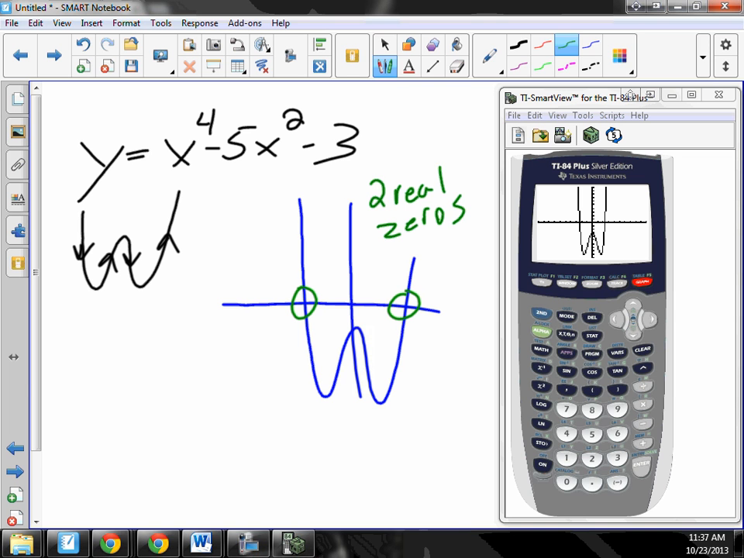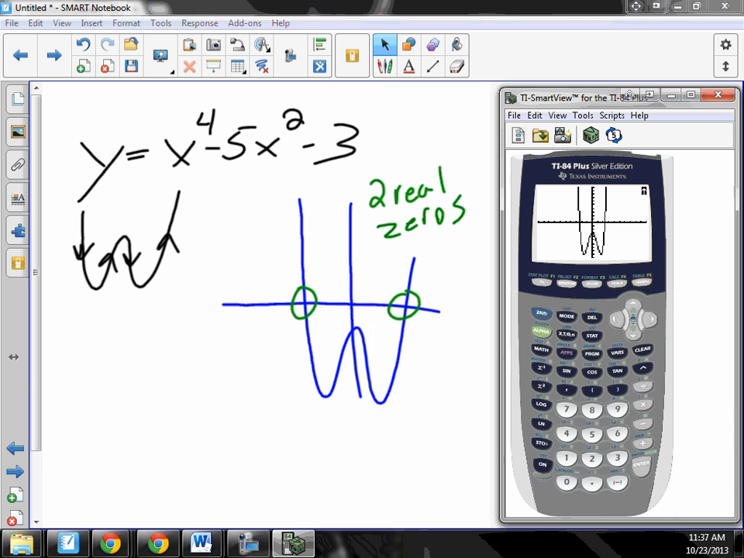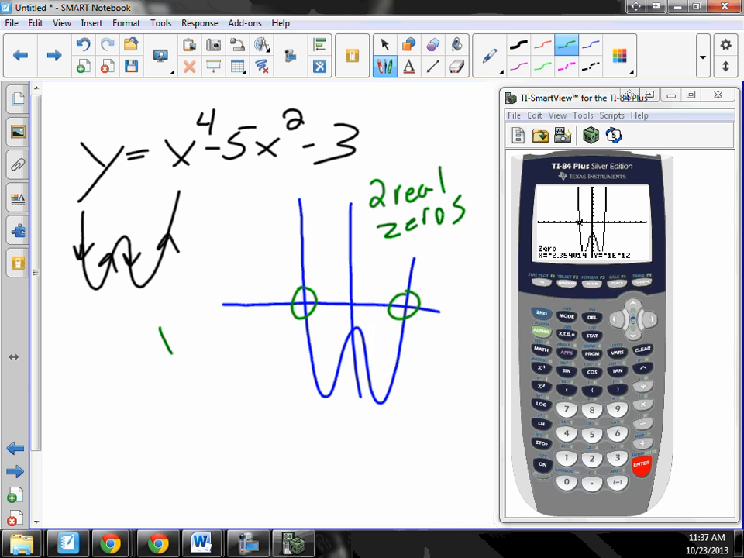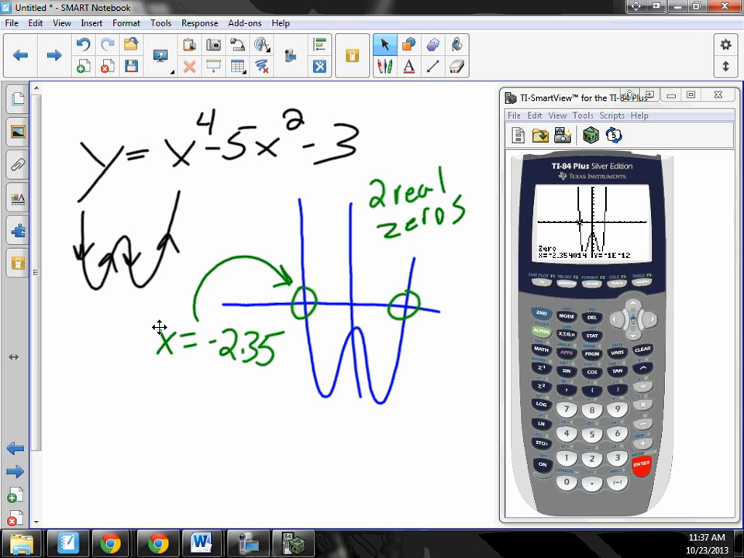Now I need to find out what those zeros are. So second calc, zero. And the first one looks like it's somewhere between negative 3 and negative 2. So my left bound, I'll do negative 3. My right bound, I'll do negative 1. And you can see those arrows. My answer is in that interval. My guess will be negative 2. And the answer is x equals negative 2.35. So that is this root.